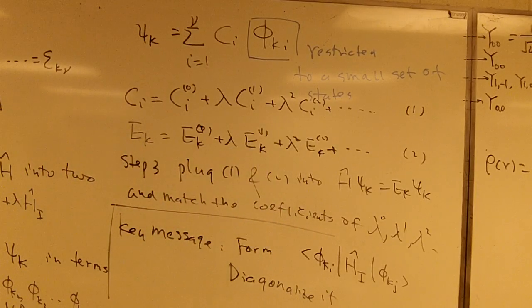So in other words, if you forget everything about degenerate perturbation theory, do not forget this box. Form the matrix, diagonalize it, and you get everything that you need. So that's the key message. Remember, we will quiz you on this in future quizzes.